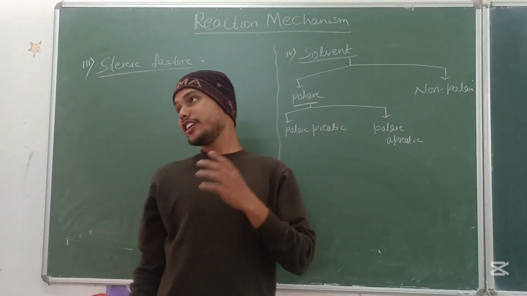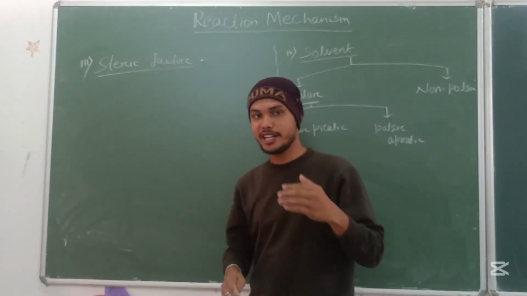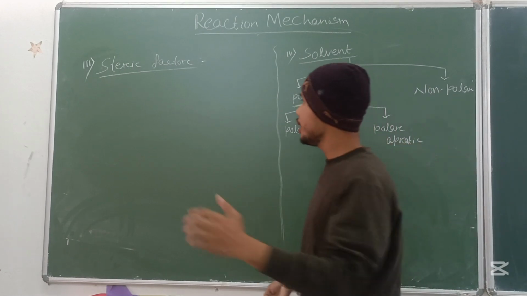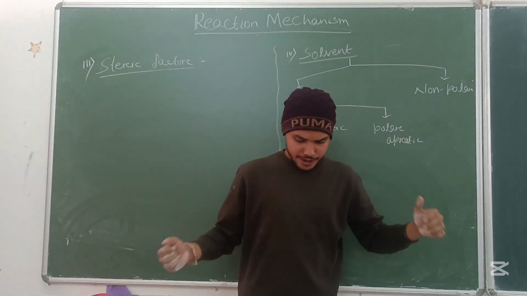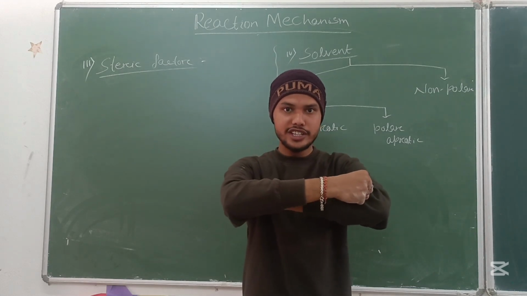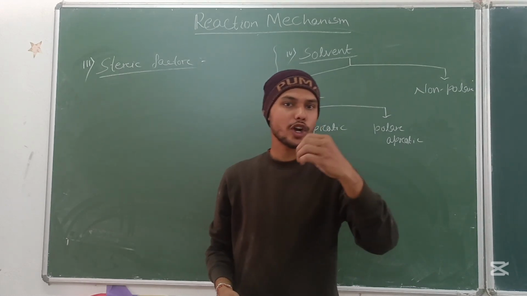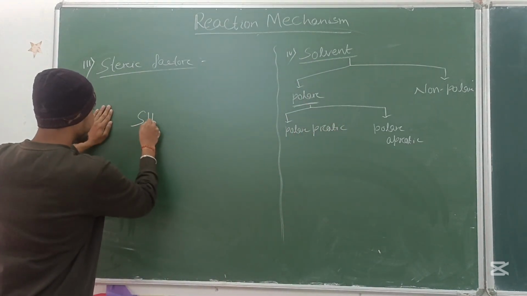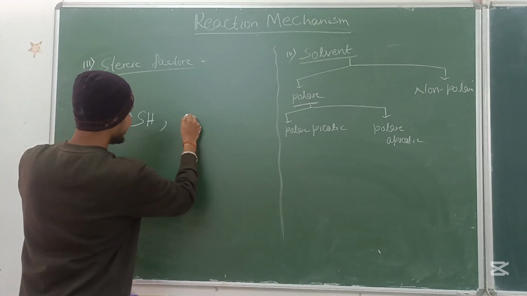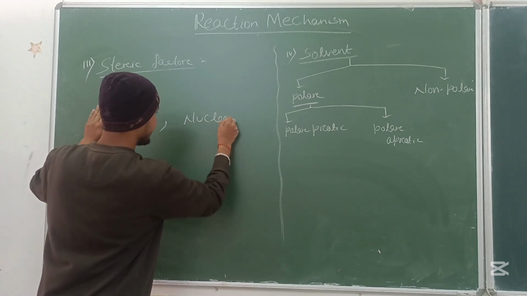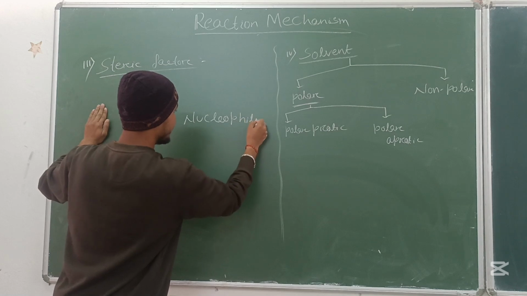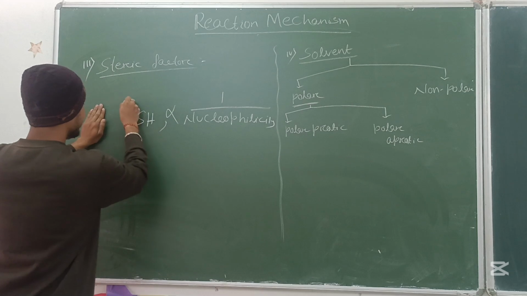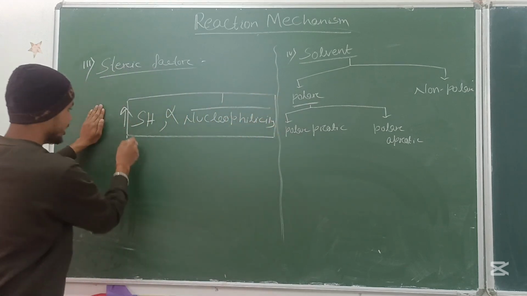Let's come to the next concept, the steric factor. What do you mean by steric factor, and how can the steric factor affect the nucleophilicity or the strength of a nucleophile? If one is sterically crowded, then it cannot donate easily or move easily. That means if steric hindrance increases, then nucleophilicity decreases. So steric hindrance is inversely proportional to nucleophilicity.